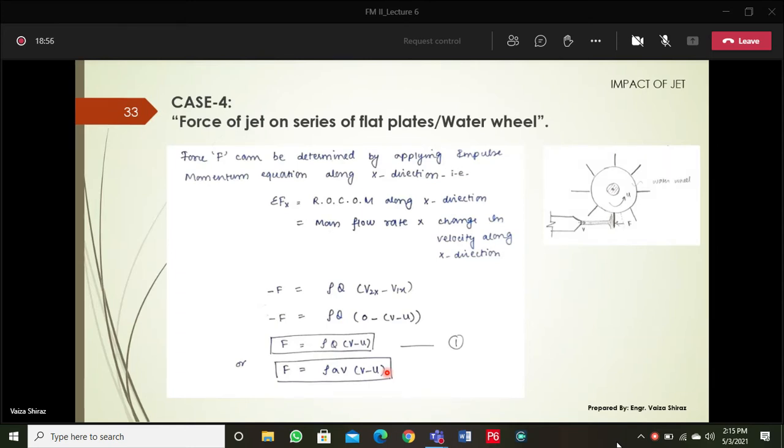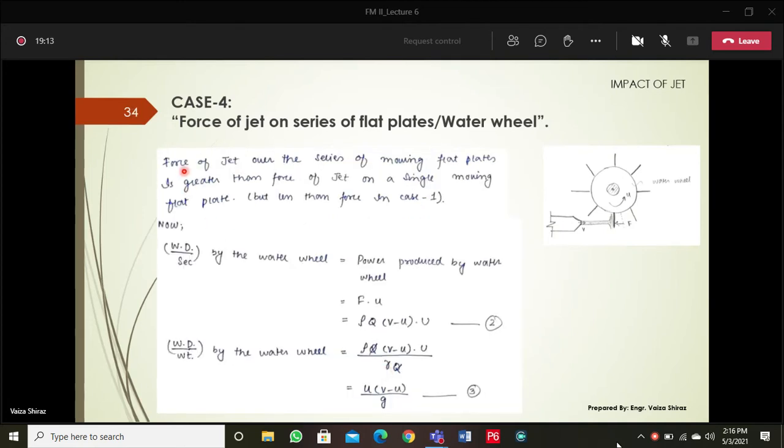So you can compare this relation with the first and third case, but you cannot compare it with your second case, because in that case your jet is inclined. So there is no direct comparison with it, but you can compare it with your first and third case. So what is the comparison? It shows that the force of the jet on a series of moving flat plates is greater than the force of the jet on a single moving flat plate. This means that if a system has only a single moving flat plate, and another system has multiple moving plates, both flat plates, then the one with more plates will give you more force.